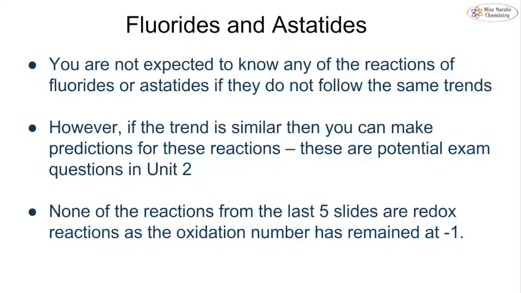Okay? Now, none of the last 5 slides that we've been looking at for the different other reactions, so the formation of the silver halide, the reaction with water, and the reaction with ammonia, none of these are redox reactions because the oxidation number has not changed. The halide has stayed at an oxidation number of -1. So please make sure that you can identify redox reactions using oxidation numbers because, again, that is a typical exam question in Unit 2.